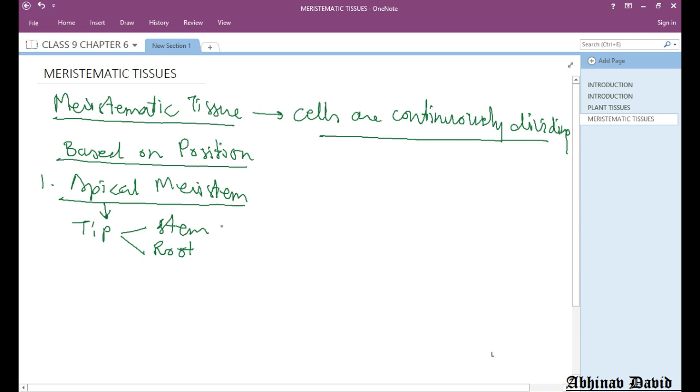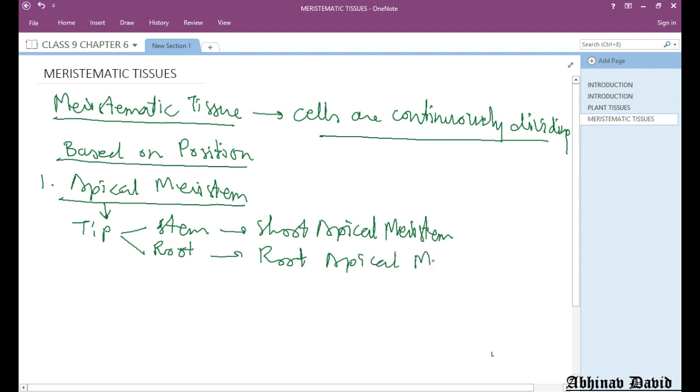If they are present at the tip of the stem, they are called shoot apical meristem, and if they are present at the root tip, then they are called root apical meristem. So basically they are present at the tip, at the apices. Apical means tip. So root tip and shoot tip, or stem tip. Shoot apical meristem and root apical meristem. This is the position where they are present.